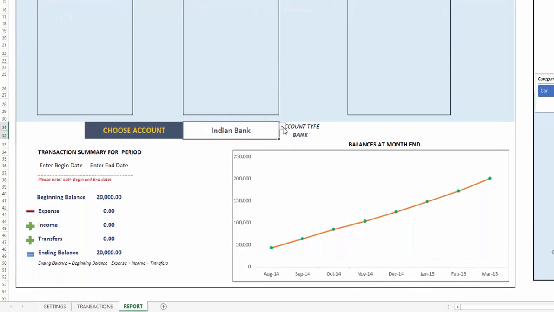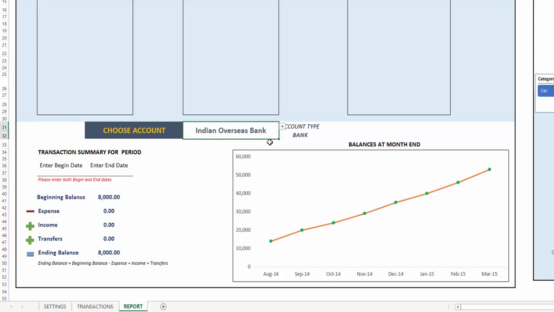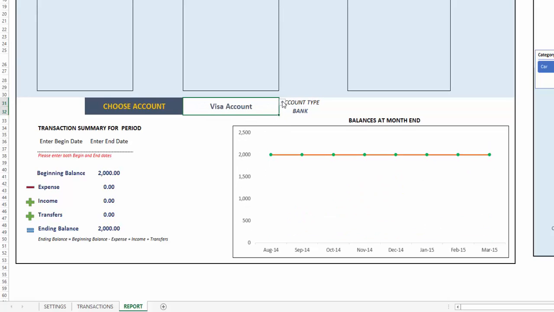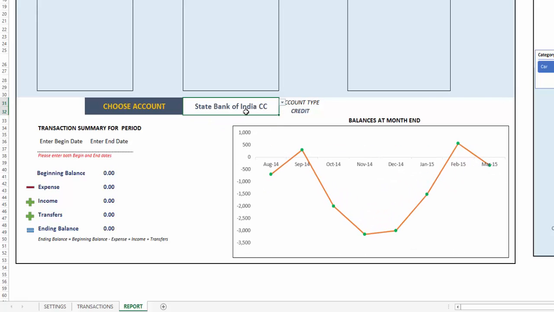Here I can choose any one specific account, like let's say I want to choose Indian Overseas Bank. Now I can see the balances in this specific account at the end of every month. So this is very helpful, and I can also see this for credit card accounts, like the State Bank of India credit card here. You can see that in the credit card it's always negative because you always owe money to the credit card company.